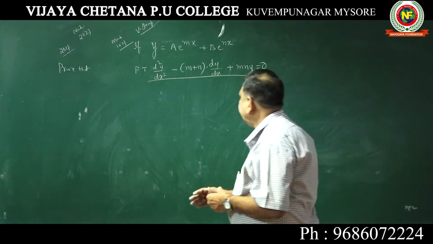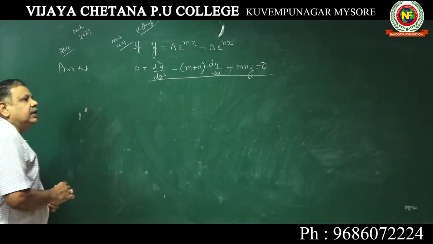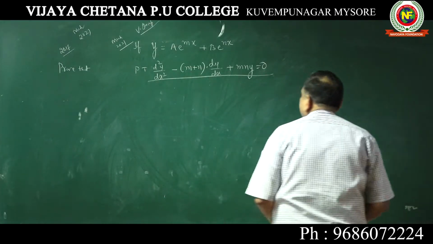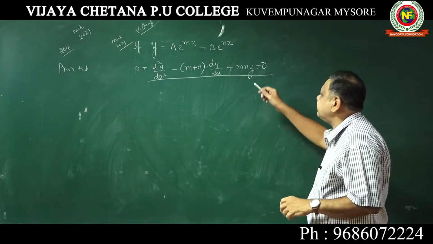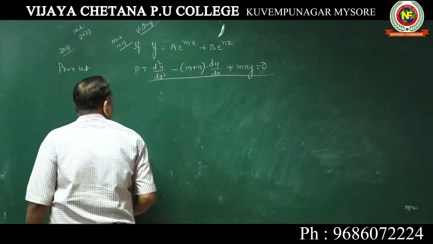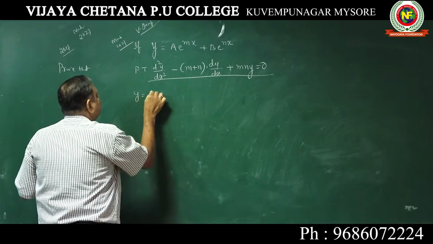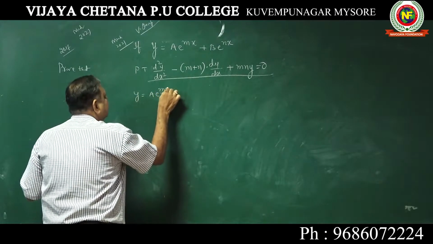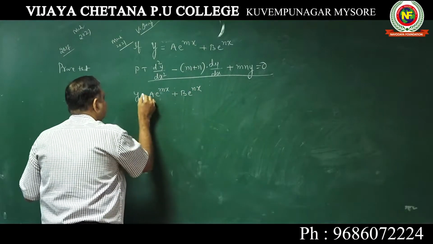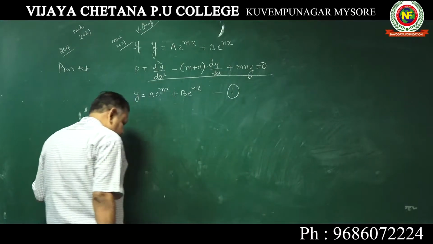Prove that d square y over dx square minus (m plus n) into dy by dx plus mn y is equal to 0, where y is equal to a e to the power of mx plus b e to the power of nx. Now you take this y is equal to a e to the power of mx plus b e to the power of nx. Call it as equation number 1.